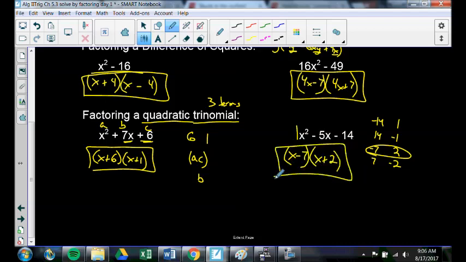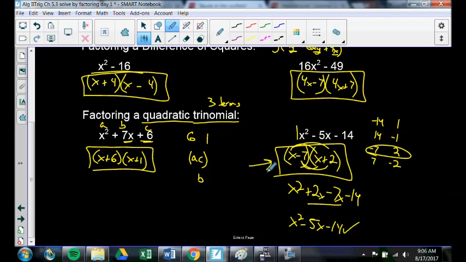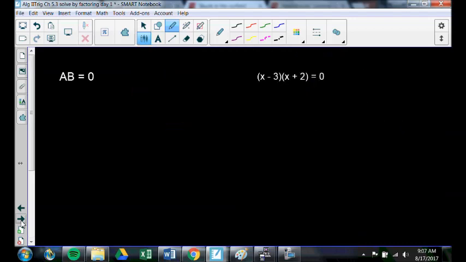And I've not done any checking yet. But to check these, whenever you factor and check, you just do the distributions. So x times x is x squared, x times 2 is 2x, negative 7 times x is negative 7x, and negative 7 times 2 is negative 14. Combine these, x squared minus 5x minus 14, so it checks. This is my answer, and I don't like using the term answer. That's the factored form. This is the standard form, expanded. Since they're the same, that means we factored correctly.